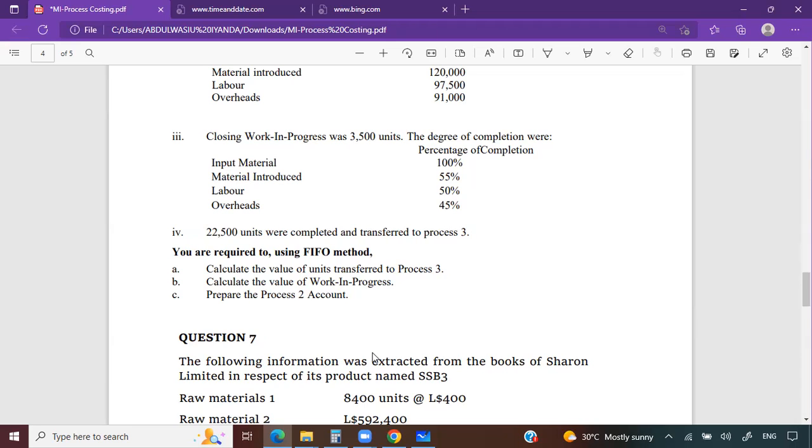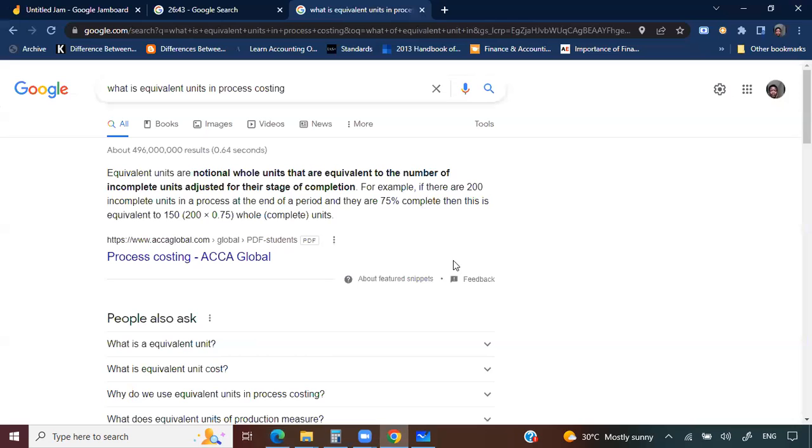Please don't forget the key idea in this question: once you have any question in process costing, and they are giving you the degree of completion, that you have opening work in progress and closing work in progress, one of the things you have to do is determine the equivalent unit. You have 5,000 of work in progress.